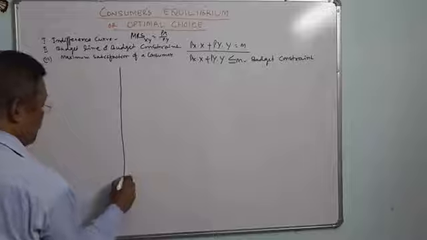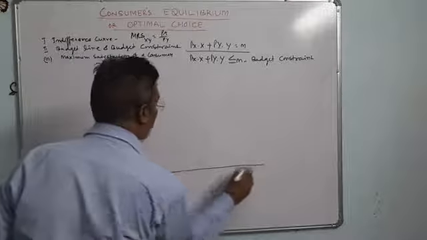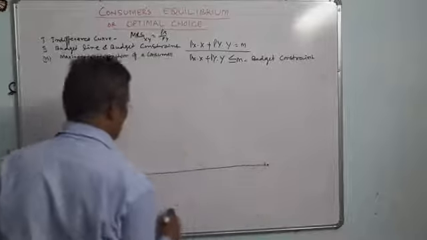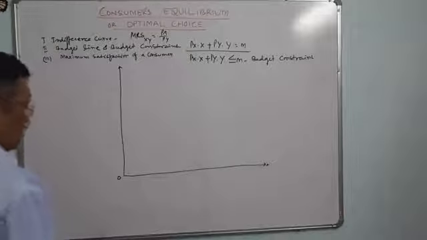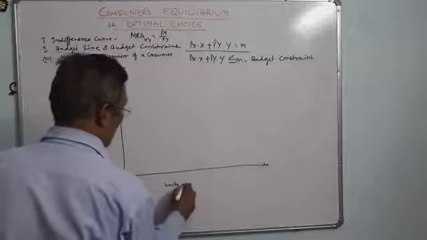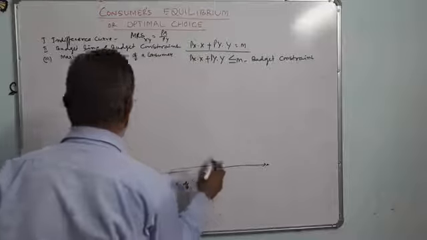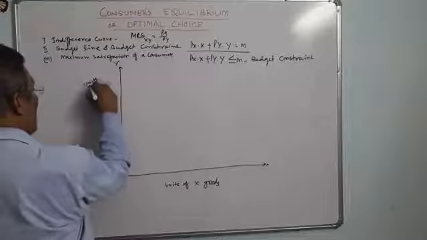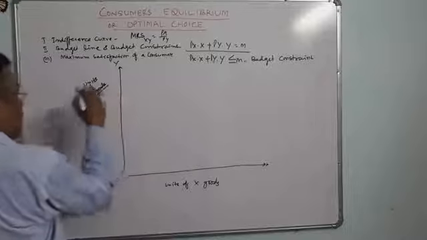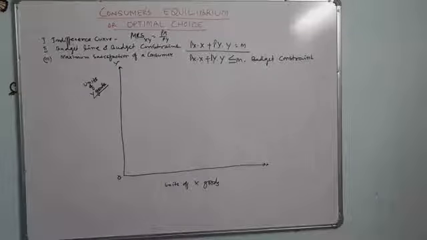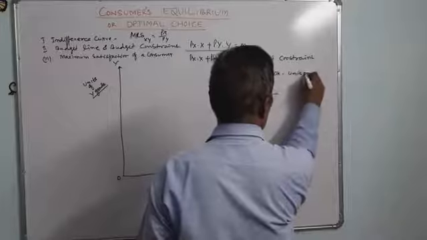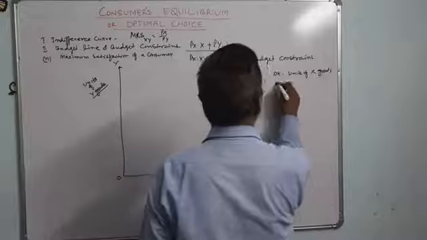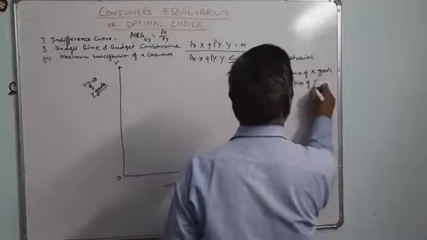You draw the diagram. Ox and Oy. Always Ox is the units of X goods and Oy is the units of Y goods.